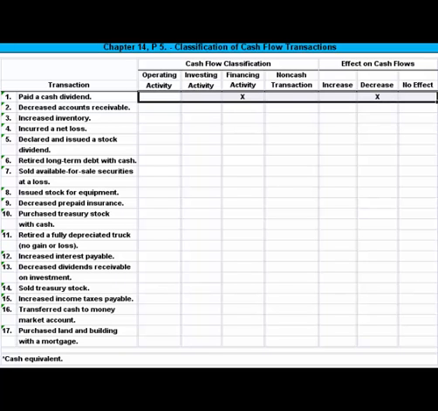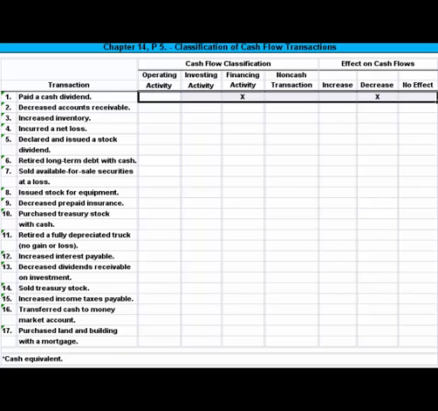If we pay a cash dividend, that's considered a financing activity, right? Because a cash dividend relates to how the business is financed, and it's financed with stockholders' investments, so we're showing the return to the stockholders. And paying of a cash dividend would be an outflow or a decrease in cash.